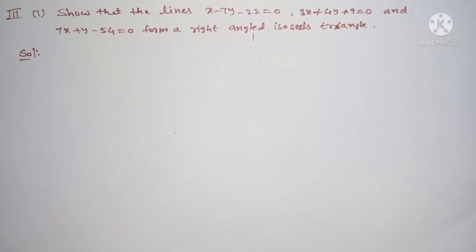Next problem is the third Roman, first problem. Show that the lines, three lines are given: x minus 7y minus 22 is equal to 0, 3x plus 4y plus 9 is equal to 0, and 7x plus y minus 54 is equal to 0. These three lines form a right angled isosceles triangle. Right angled means any one of the angles is 90 degrees. Isosceles triangle means the remaining two angles must be equal.